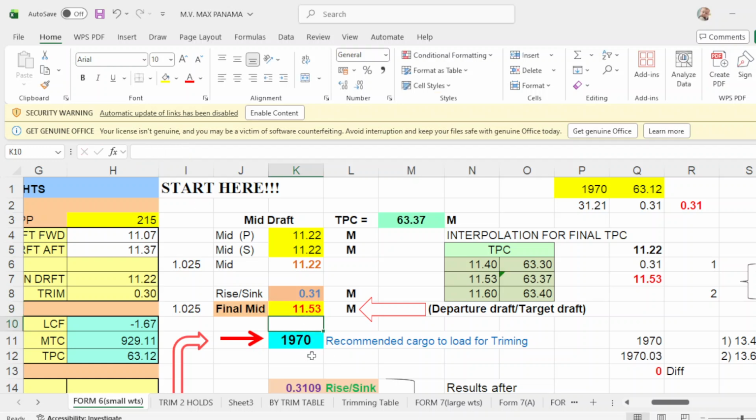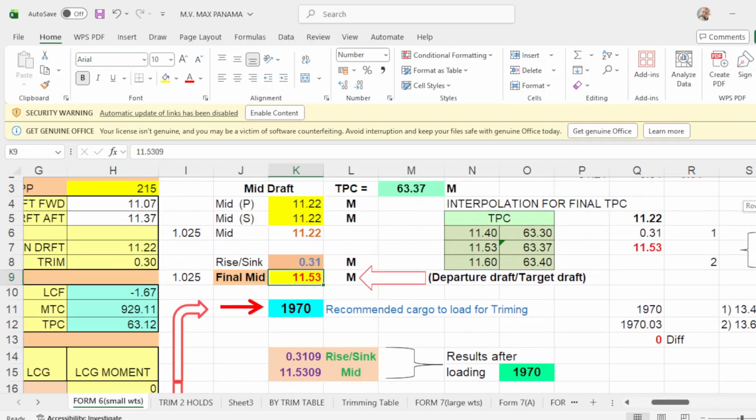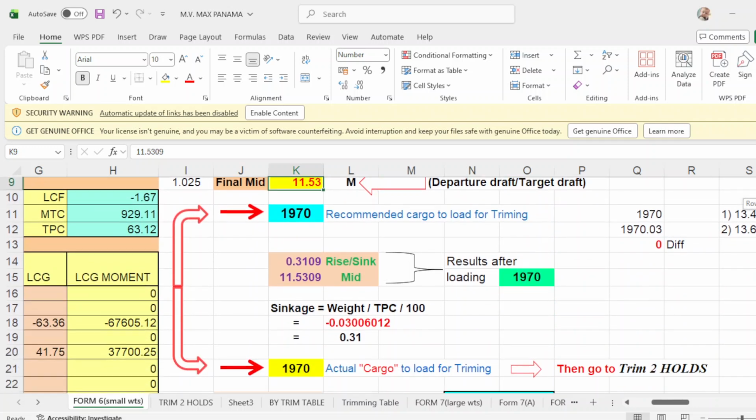Then you have exactly 1970, just adding 09 to the figure of 53. Okay. So you add 09, then you have exactly 1970. So what you do now, take note guys, take notes. I put here 1970, you put here 1970. What happens if you load 1970?